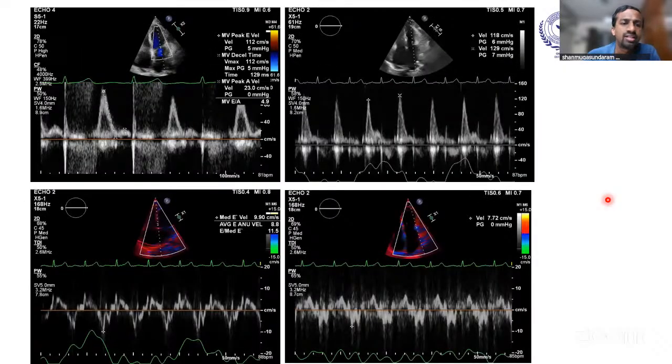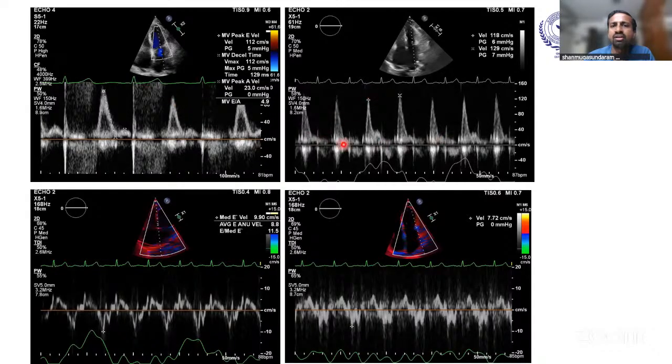Coming to the diastology assessment, what we could see is the E velocity is nearly normal, 1.1 meter per second, and the A velocity was 0.23, with an E/A ratio of more than 4:1, with reduced deceleration time, probably a restrictive mitral inflow pattern.